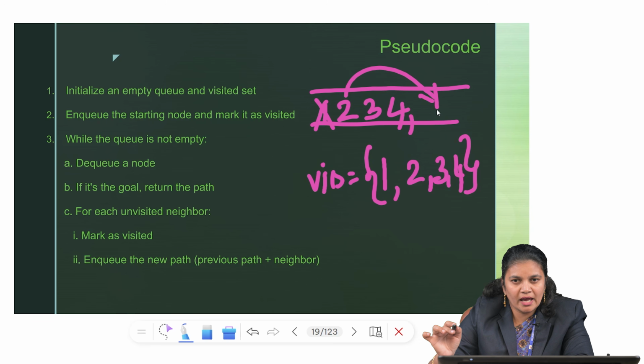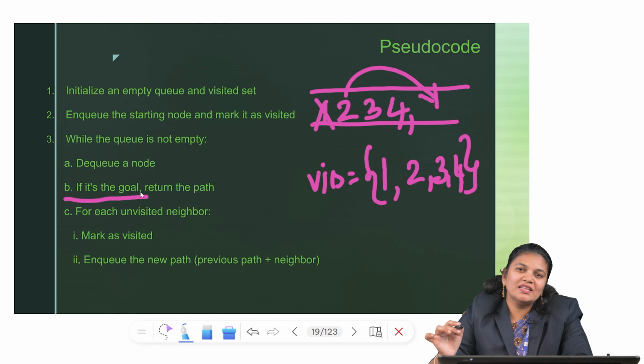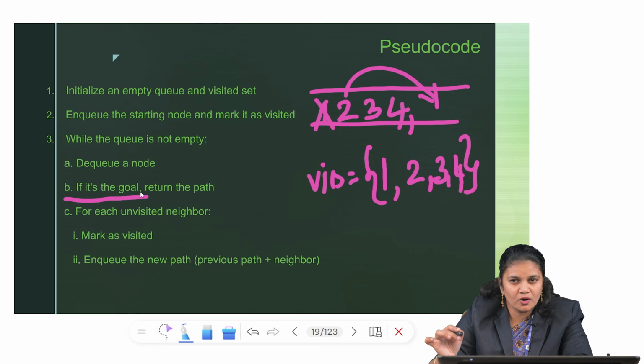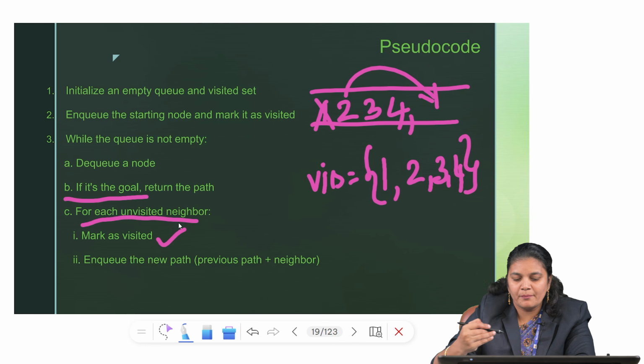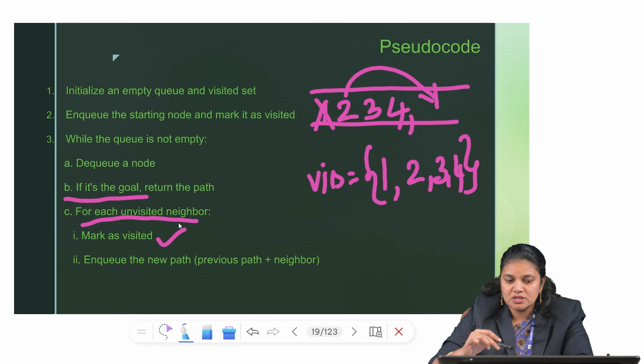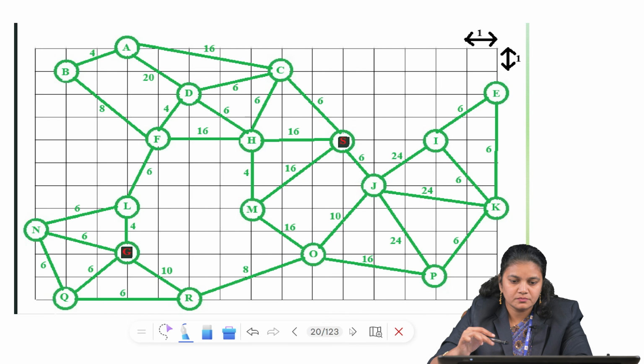We are dequeuing every node one by one, and every time we have to check whether it is the goal or not. If it is the goal, we can stop the search, or we can search for more solutions also. So for every unvisited neighbor, we have to mark it as visited, enqueue it, and add the path one by one. So this is how the algorithm works. This is the pseudocode for our breadth first search algorithm.